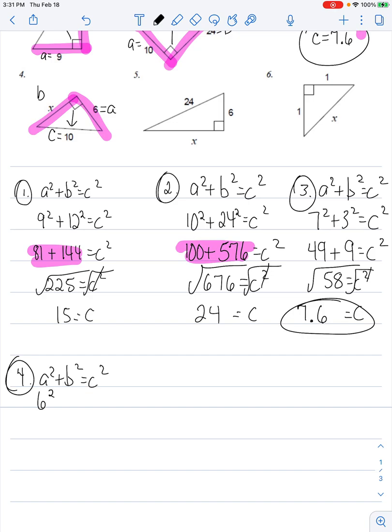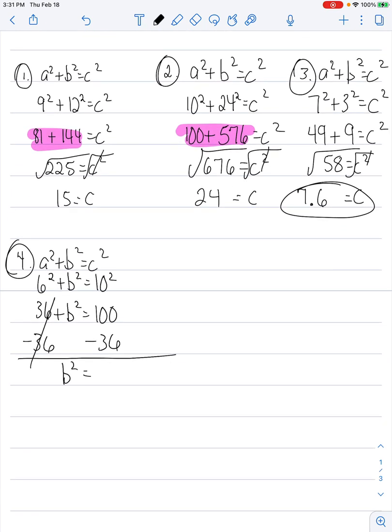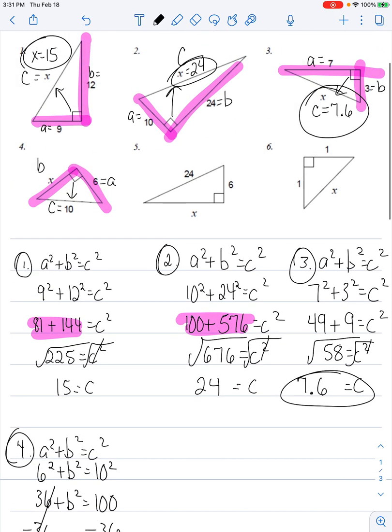I said A was 6 squared plus B squared equals C is 10. So I've got 36 plus B squared equals 10 times 10 is 100. In this case, I'm going to subtract. So I have B squared equals, I think that's 64, but I'm going to use my calculator to double check. Yep, B squared equals 64. So when I take the square root of 64, I get 8. So my missing side, which I said is B, is 8. So X equals 8.